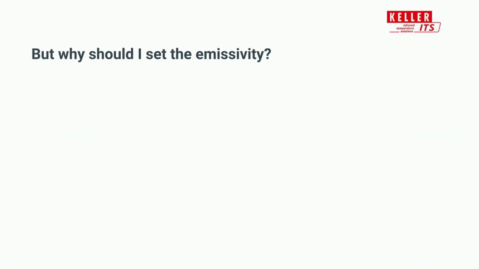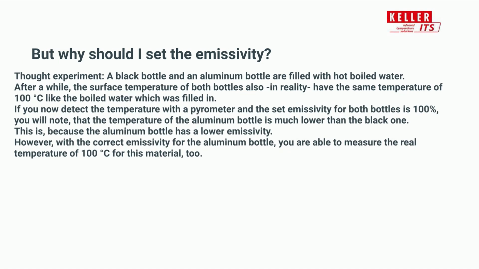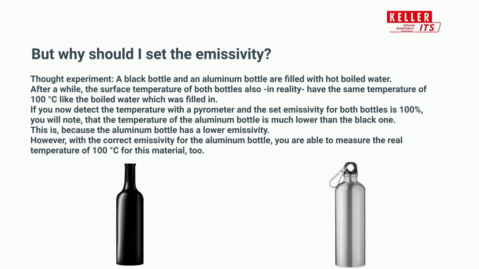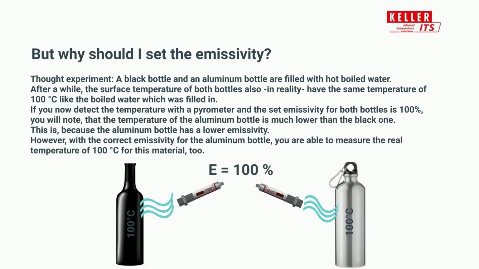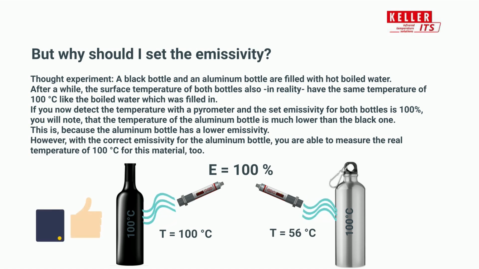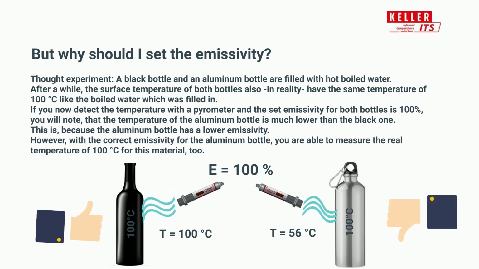But why should you even set the emissivity? Well, let's make an example. A black bottle and an aluminium bottle are filled with hot boiled water. After a while, the surface temperature of both bottles have the same temperature of 100 degrees, like the boiled water which was filled in. If you now detect the temperature with a pyrometer and the set emissivity for both bottles is 100%, you will note that the temperature of the aluminium bottle is much lower than the black one.